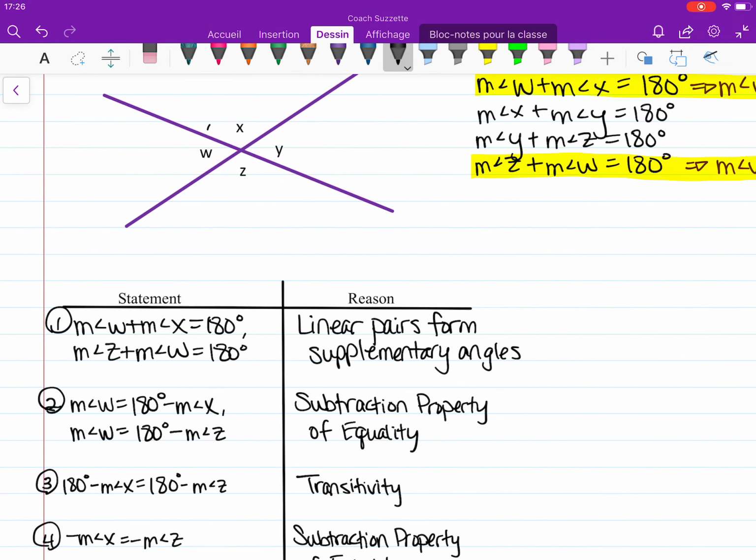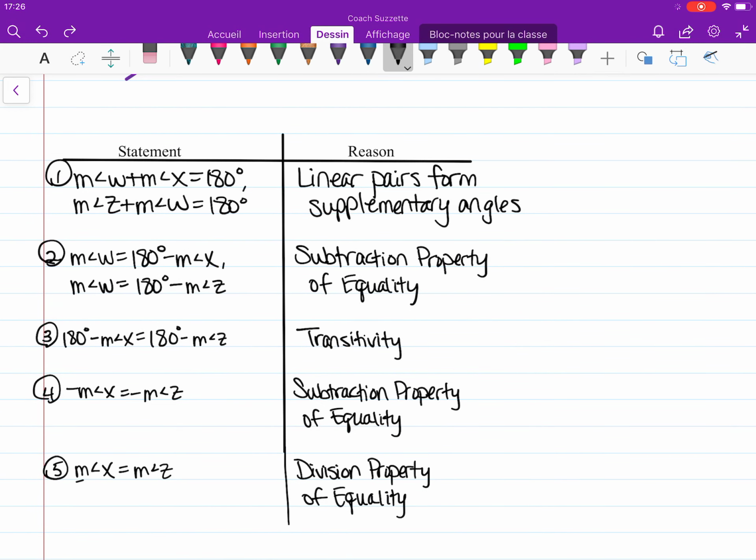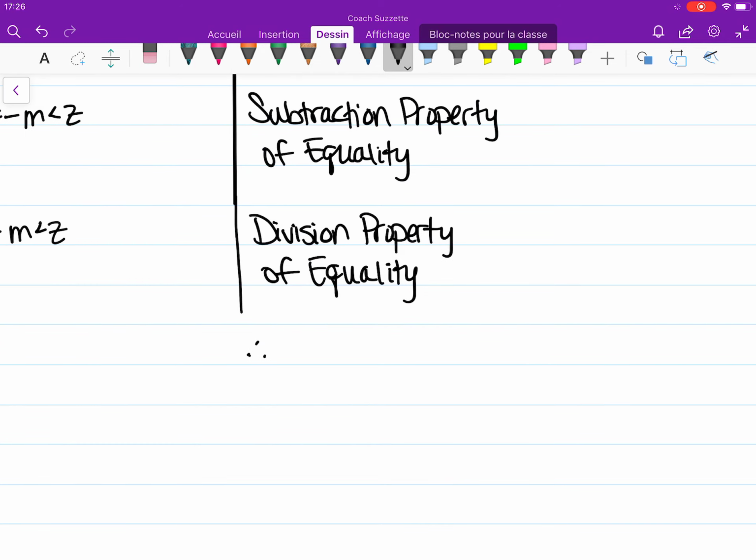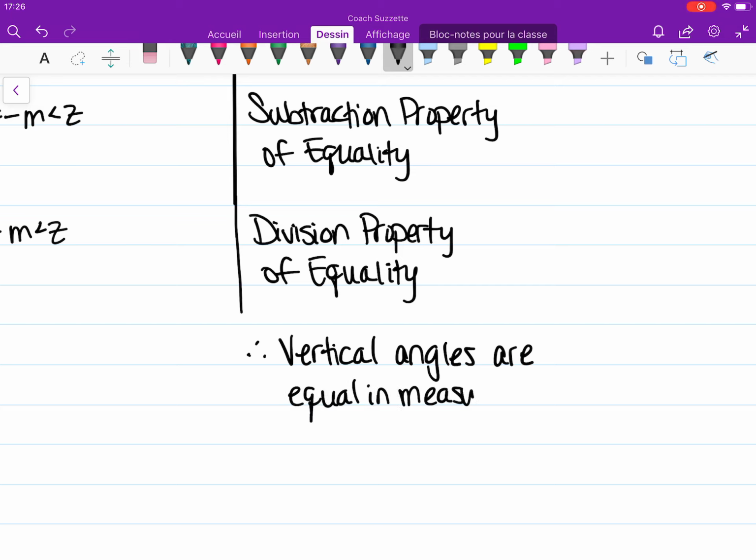Okay, now where are we? X and Z. Oh, that's a pair of vertical angles, and we just showed that their measures are equivalent. That was just some arbitrary pair that we picked, so we can say that that is true for all vertical angles. Therefore, vertical angles are equal in measure. And we're done.